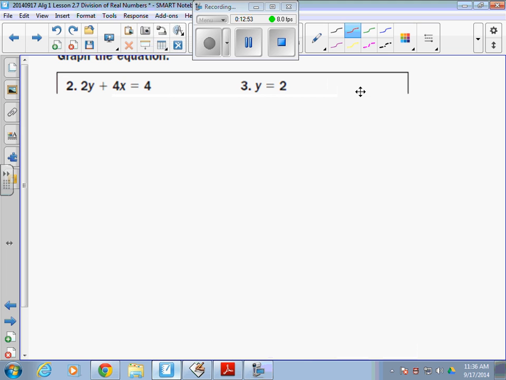Then it says to graph these two equations. We'll do number 3 real quick since it's really simple. Y's value is 2. This is your y-axis. So at 1, 2, it's going to cross through. Y's value is always going to be 2. So you're going to have a horizontal line doing that.